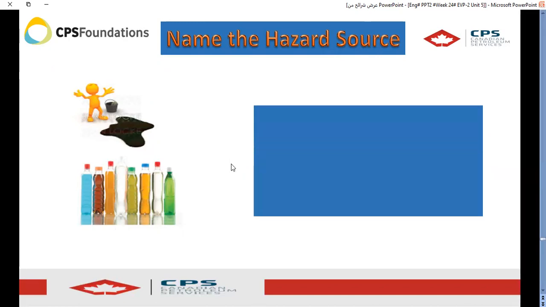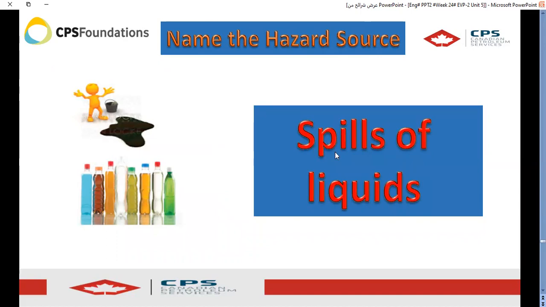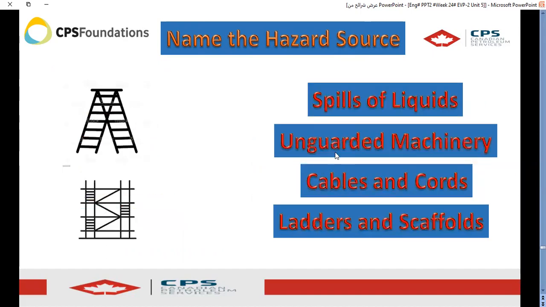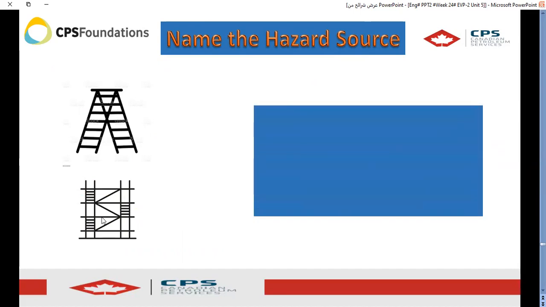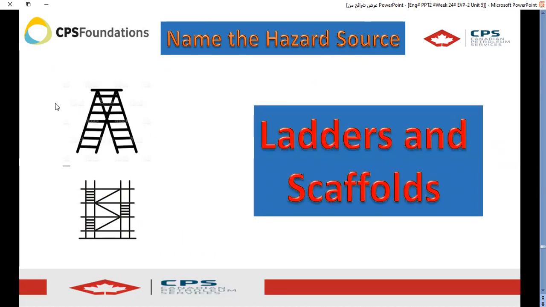Of course, spills of liquids might cause slips or slippery surfaces. So spills, and take care of this word, spills, not slips. Spills of liquids. Okay, what can you see in this picture? You can see a ladder and a scaffold. So ladders, scaffolds, working from height.